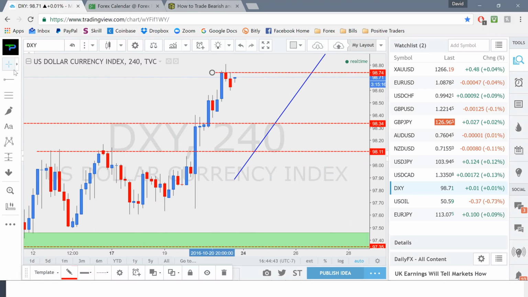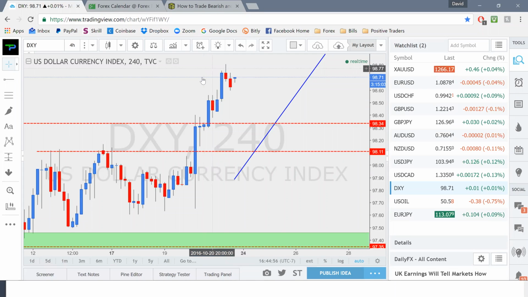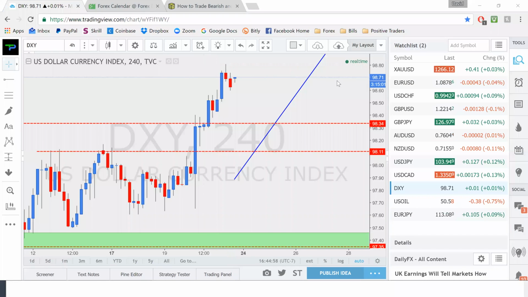Plot the resistance, right? Plot the resistance. It doesn't matter where you plot resistance as long as it makes sense, right? Right there. However, aggressive, conservative, however you want to do it, right? Wait for the candle to close above it, buy, keep it simple, make some pips, right?